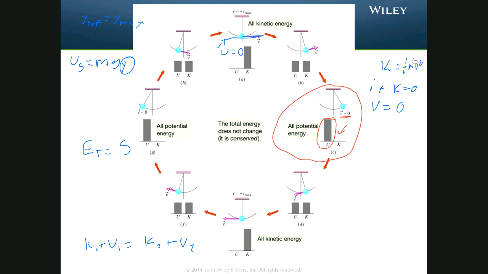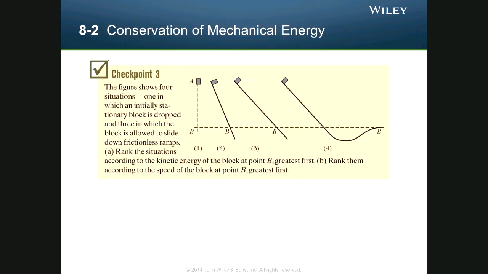Good. All right, let us move forward in our studies. I think we have a fun example coming up yet. I know we always have a lot of information every lecture, but I want to see if we can synthesize what we've just talked about, and we're going to do a checkpoint. Now, the figure here shows 4 situations, right?